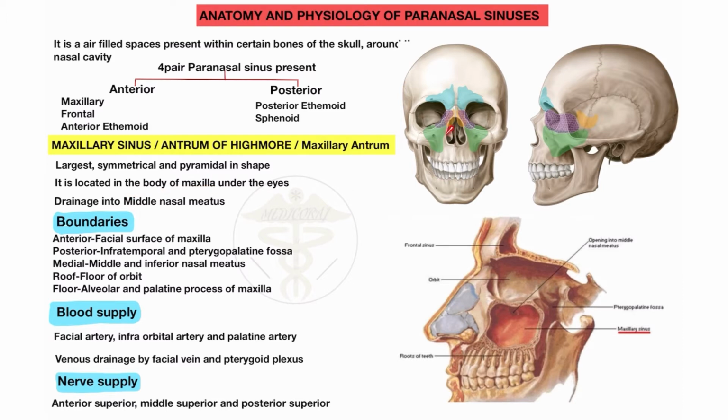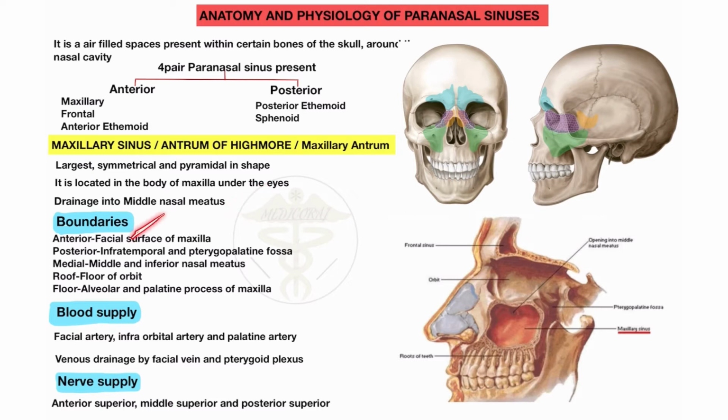Drainage of the maxillary sinus occurs into the middle nasal meatus. Here you will see the nasal meatus: inferior, middle, and superior nasal meatus. So the maxillary paranasal sinuses drain into the middle nasal meatus. Please learn this, it is very important, which sinus drains into which part. I will discuss all the sinuses and their different parts. So drainage of the maxillary sinus is into the middle nasal meatus.